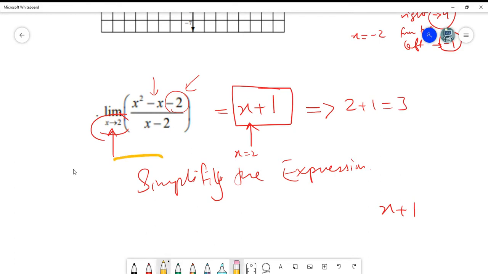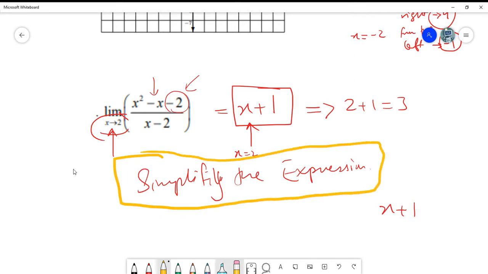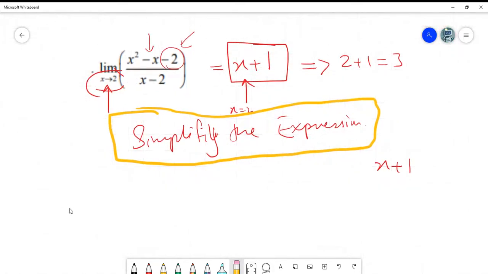The key in finding limits of algebraic expressions is to simplify the expression first. That is extremely important.